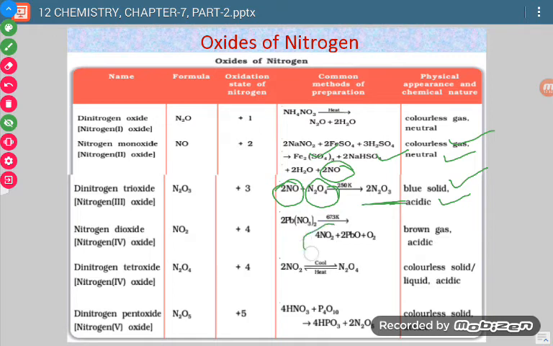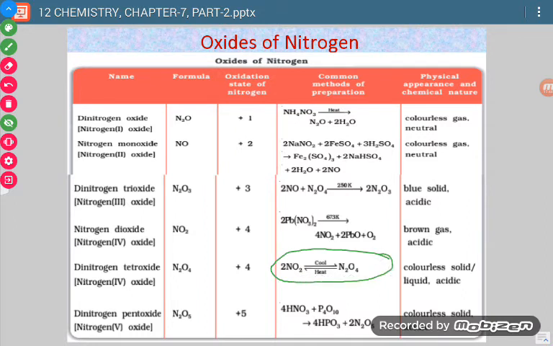Now when nitrogen dioxide is to be prepared, lead nitrate is just to be heated and this will give nitrogen dioxide. This was the activity which you have done in 10th standard also. When we heat lead nitrate, there is formation of nitrogen dioxide gas, and this gas is brown in color, and this compound is also acidic in nature. Now as far as N2O4 is concerned, it is the dimer of nitrogen dioxide. It is a colorless solid, it exists in liquid state also, and its nature is acidic, okay.